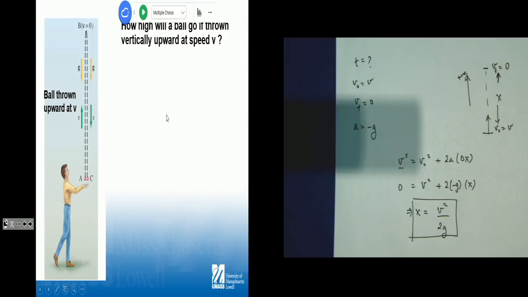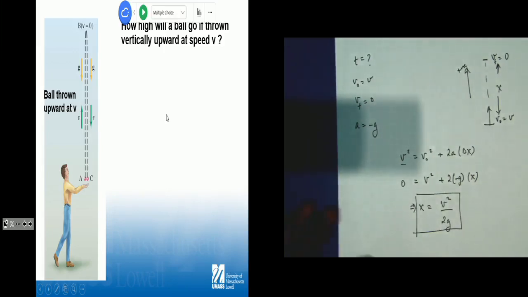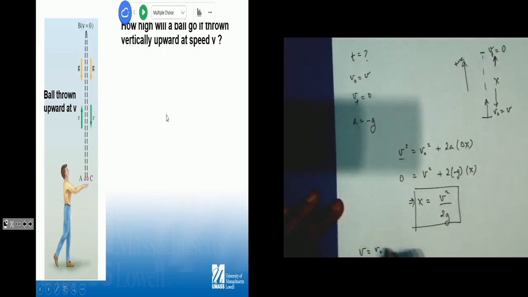Okay. Now, the other question I could ask you is, how long did this entire process take? So if I'm looking to find time, right? Let's use the second kinematic equation, which was v is v0 plus at. I know my final velocity at the top is 0. My initial velocity is v. a is minus g, right? Solve for t. You get t is v over g.